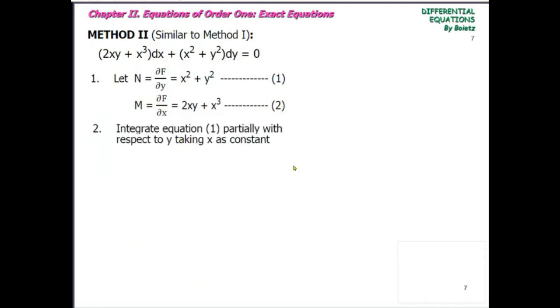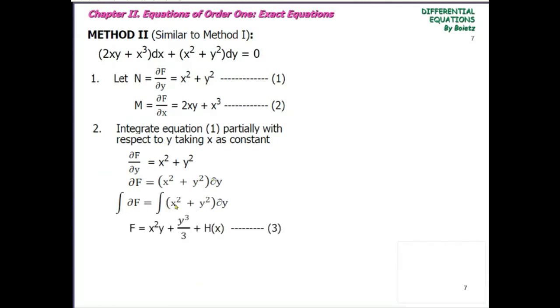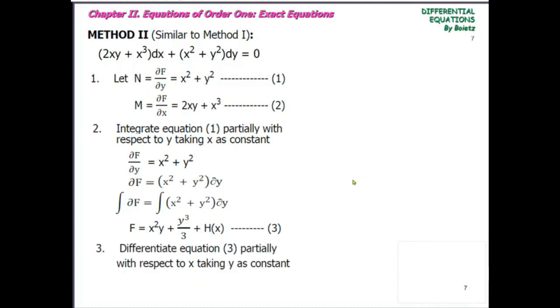Okay. Step 2. Integrate equation 1 partially with respect to y naman. So, ito, equation 1 with respect to y. So, cross multiply, then integrate. So, this will become f. Then ito, with respect to y, constant yan, x squared y plus y cubed over 3 plus a constant which is a function of x because our constant here now is x. Call that equation 3. Then differentiate equation 3 partially with respect to x, taking y as the constant.